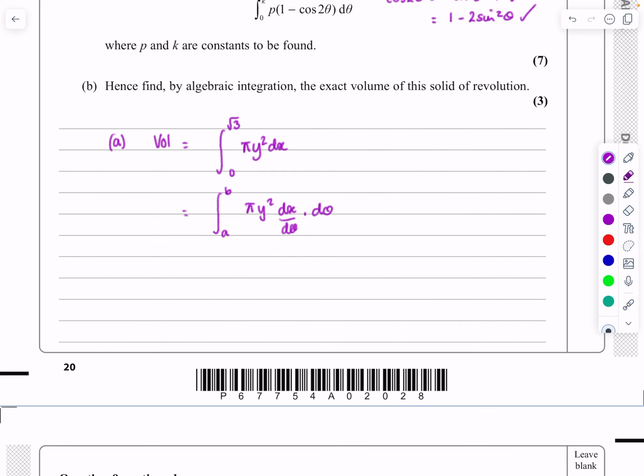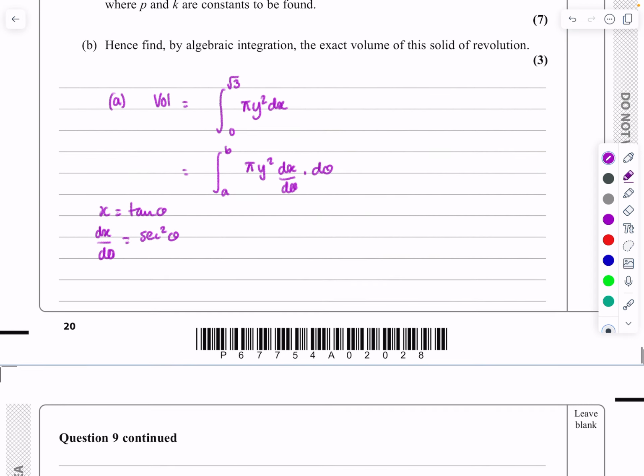So I've got a choice to make. Do I want to do dx d theta? Do I want to do y squared? What do I want to do the limits? It doesn't matter which one you start with. I'm going to start with dx d theta. So I'm going to say over here, x is equal to tan theta, which gives me that dx by d theta then is the differential of tan, and the differential of tan is sec squared theta. Lots of things to do, so I won't worry about trying to simplify that at all. Let's just get on with the next bit.